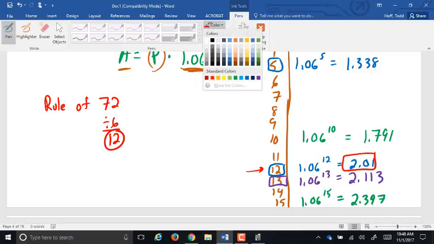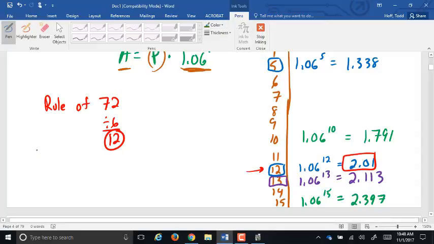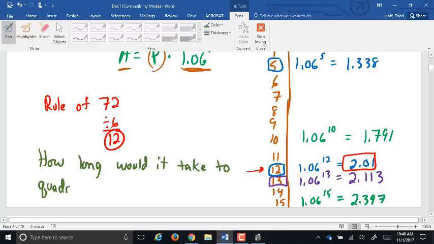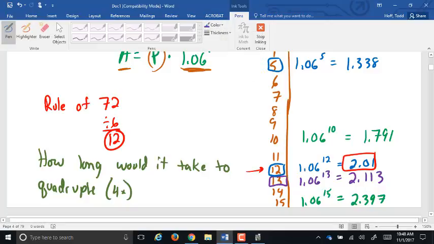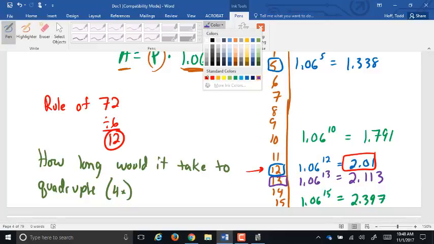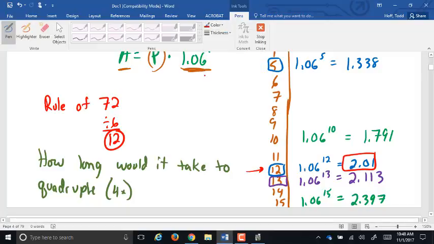So now here's the question. Without having to do any more examples on the table, how long would it take to quadruple? Quadruple means 4 times. If it doubles in 12 years, how long till it's quadruple the amount?